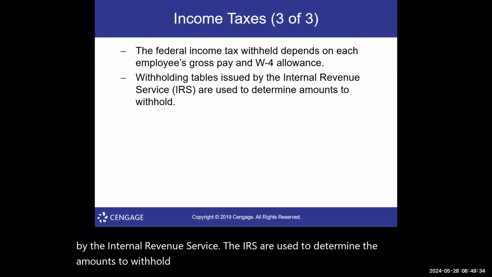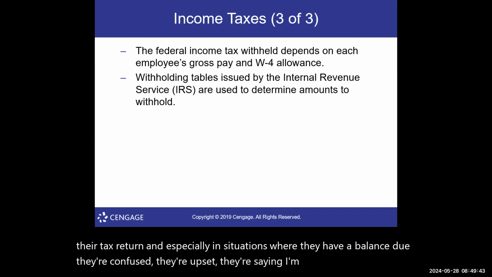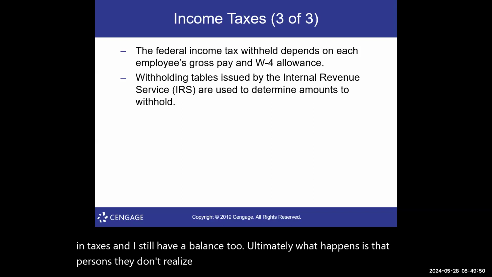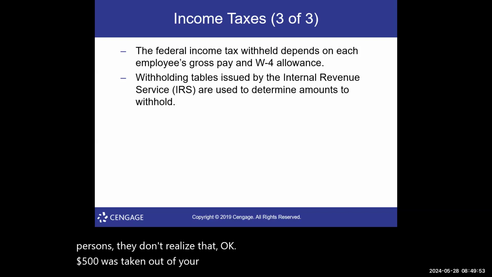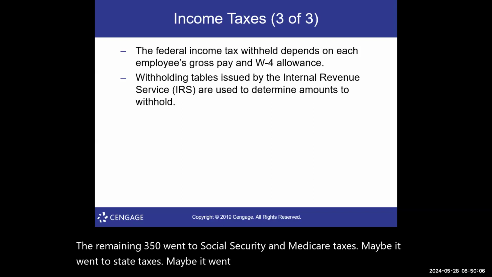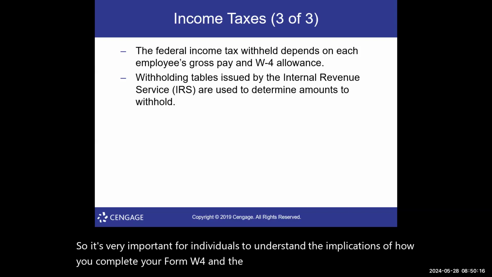Oftentimes, people file their tax return, especially in situations where they have a balance due, and they're confused and upset, saying, I'm paying all of this money in taxes and I still have a balance due. Ultimately, people don't realize that $500 was taken out of your check, but only $150 of that went to the federal. The remaining $350 went to Social Security and Medicare taxes. Maybe it went to state taxes, maybe to insurance and things of that nature. So it's very important for individuals to understand how you complete your Form W-4 and the impact that it has when you file your federal income tax return.